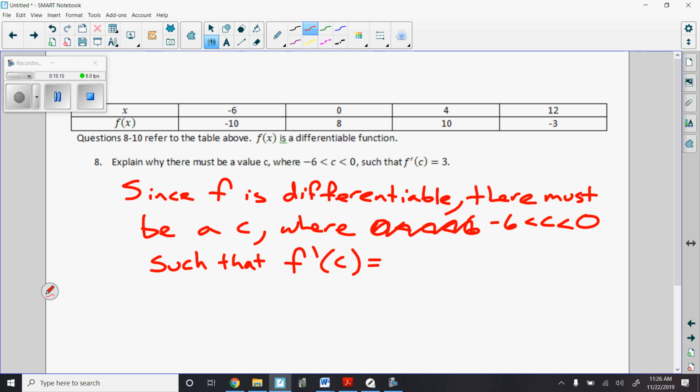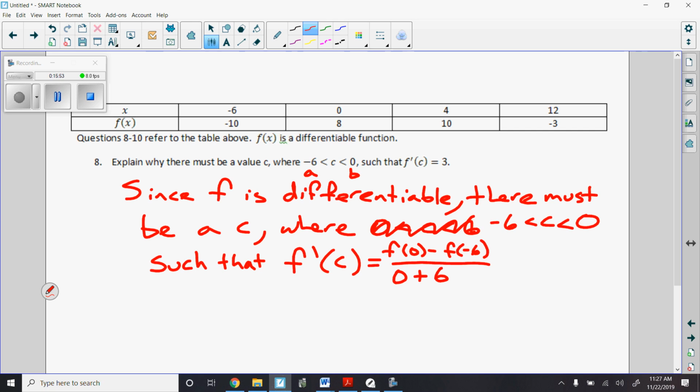Okay, so again, now I need to get into my f of b minus f of a over b minus a, okay? And again, the question tells you the values of a and b. It's written as a compound inequality here, but the one on the left is a, the one on the right is b. So I'm going to do f of b, so f of 0 minus f of negative 6 over 0 minus negative 6. I just changed that to 0 plus 6.